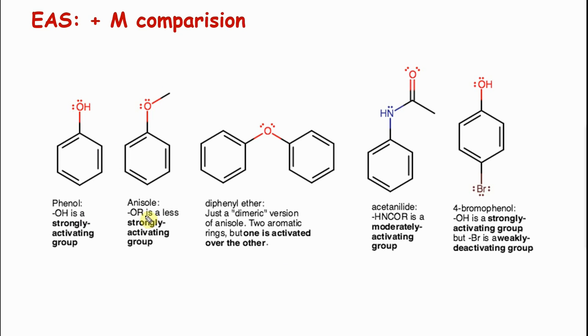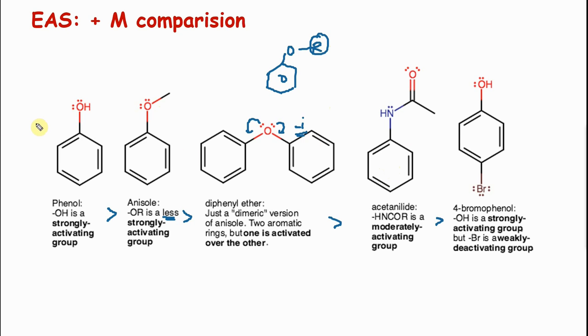OH is a strongly activating group, OR is less strongly activating. Less means it is strongly activating but not as good as phenol. So this is the order they have given you. In diphenyl ether, the O has to give electrons to both sides. And also imagine this side looks like phenol, and this side looks like an ether, correct? Except that in the ether there is an R group, and here phenyl has another effect, it can pull electrons, which is minus I. Because of that it comes after anisole.